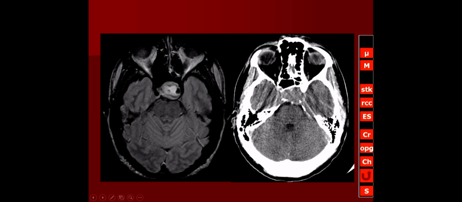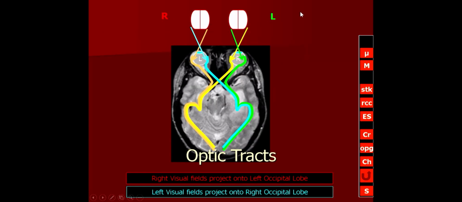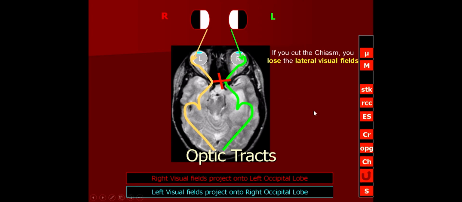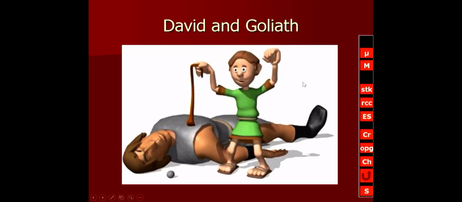So again, we have this large lesion of the pituitary fossa. It's not really hard to figure out. Blake told us all about why we get bitemporal hemianopsia. The critical thing is the lateral retinal fibers do not cross, they go straight back. And then you have to work out how the image is inverted by the lens of the eye, and you end up with bitemporal hemianopsia.